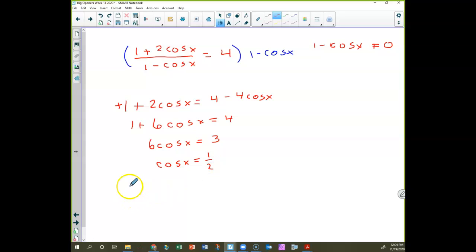And I'm ready to think about my unit circle. What do I take the cosine of and get 1/2? That's something in the first quadrant and in the fourth quadrant. That's pi over 3, and it's 5 pi over 3, or negative pi over 3. Now my directions here were to give me only the solutions between 0 and 2 pi. And so those are just going to be pi over 3 and 5 pi over 3.